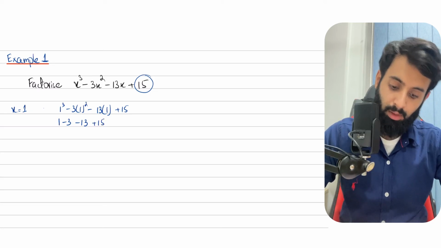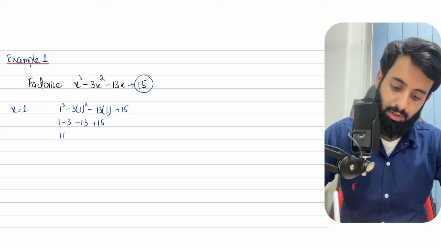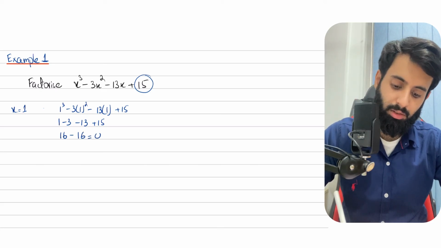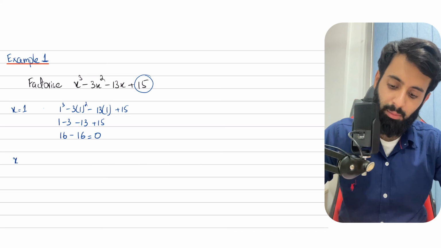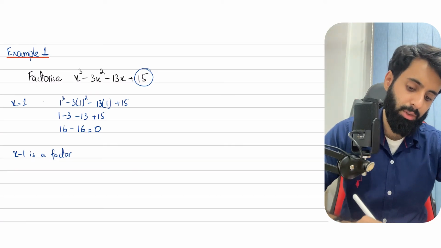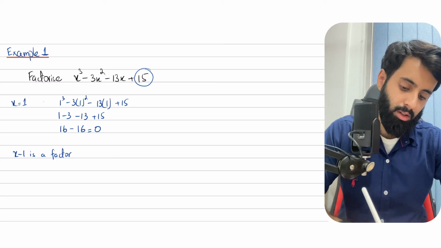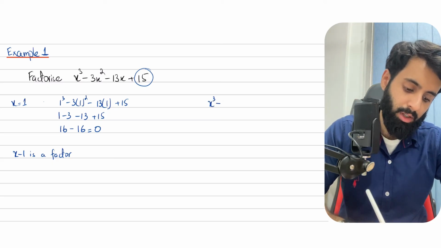So, well, we've been very lucky so far. 1 plus 15 is 16, and minus 3 minus 13 is also minus 16. So 16 minus 16 equals 0. That means x minus 1 is a factor. Now for this, I am just going to use long division. I'm not going to use both methods, but if you find identities a lot easier than long division, then I'd suggest you stick to identities.